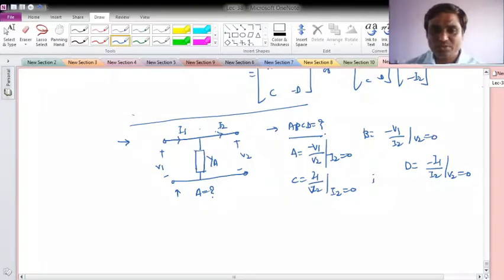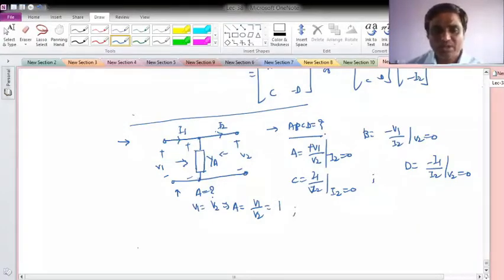In order to do that, what is to be done? I2 has to be equal to 0. If I2 is 0, it means it is open circuited. It means the voltage across this point, V1, will be equal to V2. So A will be V1 by V2, with a plus sign here, not minus. V1 is equal to V2 because the voltage across this port and this port remains the same. So that's why A is 1.